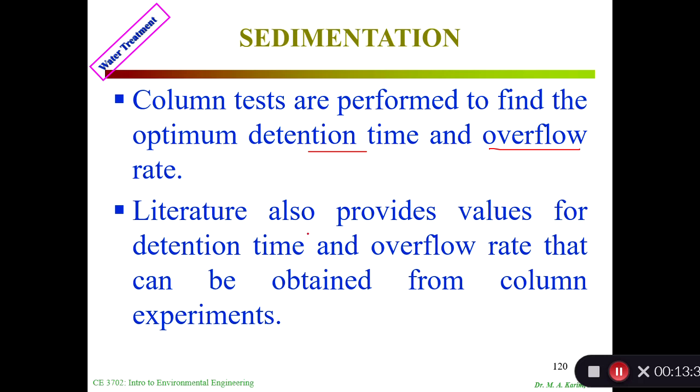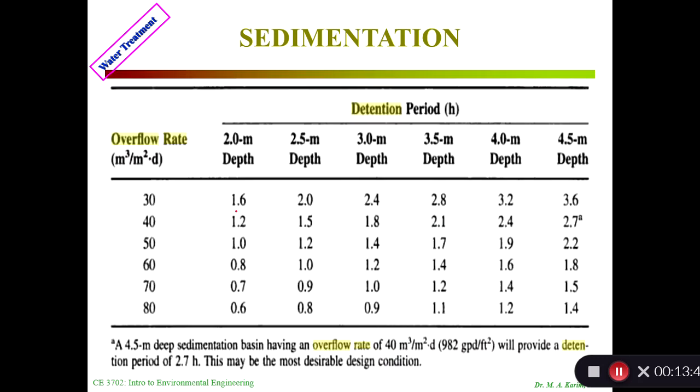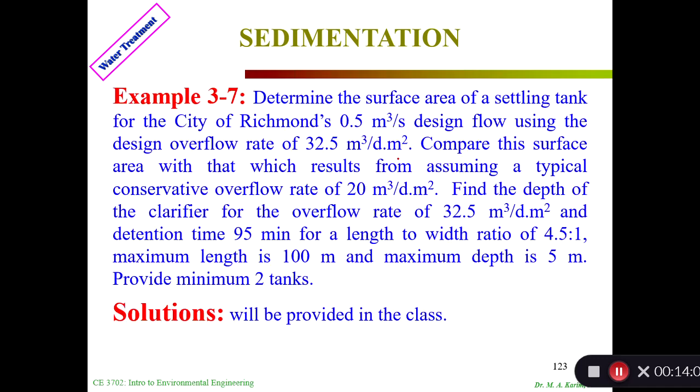The literature also provides values. So here is one table. This shows the overflow rate range for different areas, and these are the typical ones that we can use. And this table shows different column studies with a 4.5 meter column depth, and they found 40 is the optimum, and the detention time is 2.7. But they have a different one, the 4.5. You can do different studies depending on how deep your sedimentation tank is. Okay, we are going to stop here.